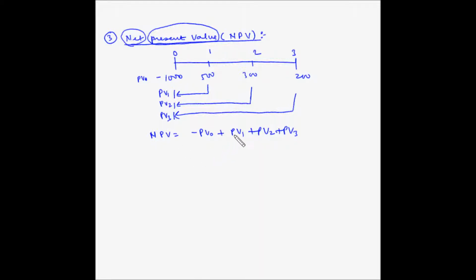Obviously, if the net present value comes out as positive, that means greater than 0, then what it means is the cash inflows are more than the cash outflow. Whereas if the NPV comes out negative, then the cash outflow is more than the cash inflow. So the project should be accepted if the net present value is positive.